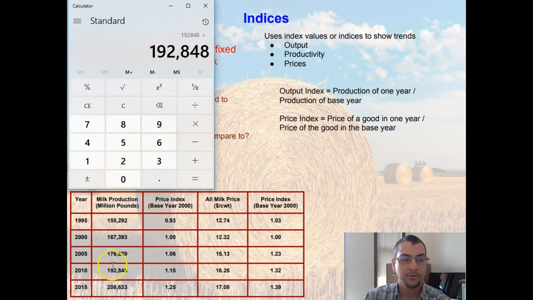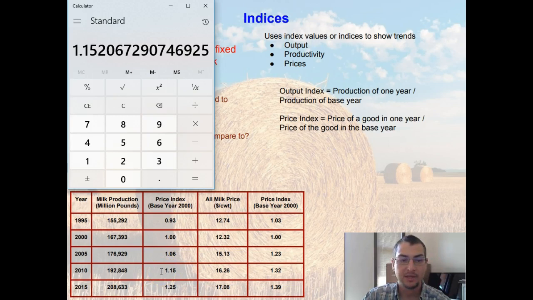We take that year's number and compare it back to the base year, so we take that number divided by 167,393. We see that our index is equal to 1.15. If we put that in percentage format, we just multiply that number by 100, and we see that the percentage is equal to 115.